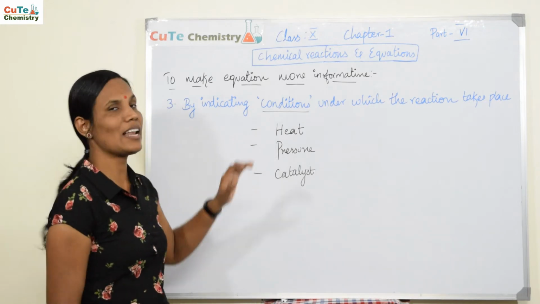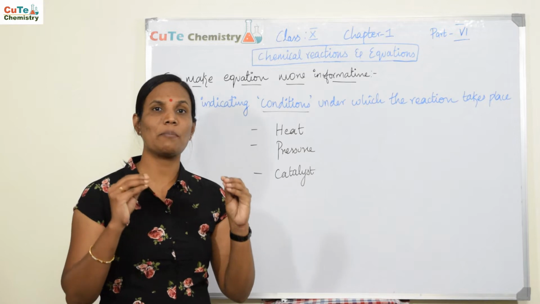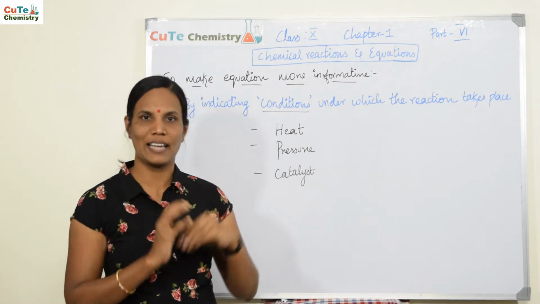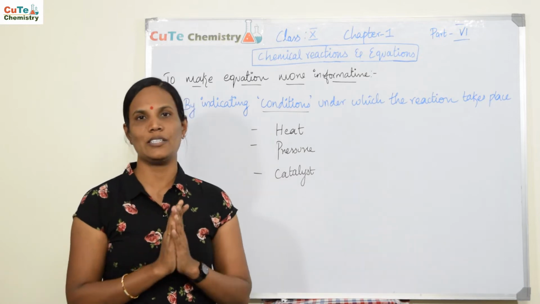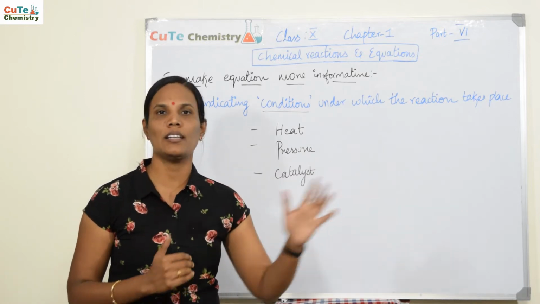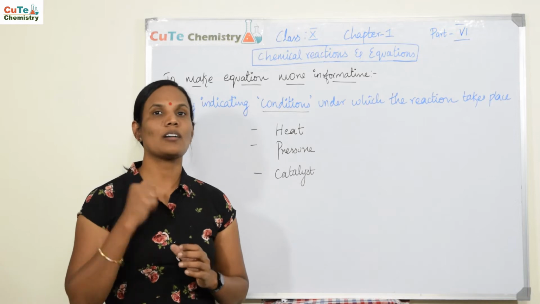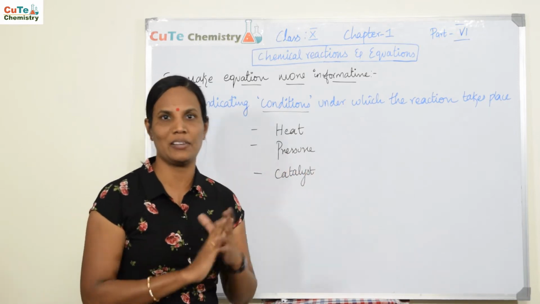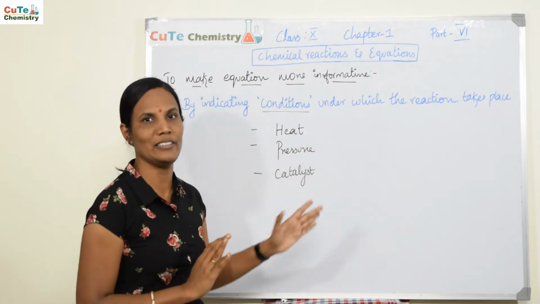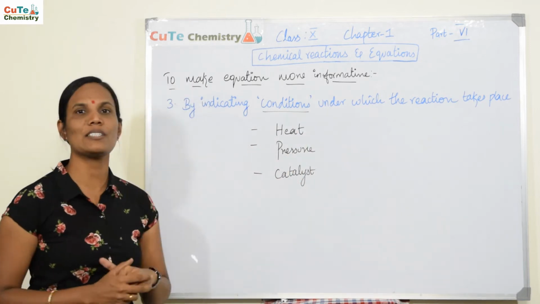Likewise, this is another thing: we have to represent the condition under which a reaction will take place. Some reactions need some required or special condition so that the reaction will happen. So what are all those conditions, and where do we have to indicate them in a chemical reaction? We will study that in detail. First one is heat.